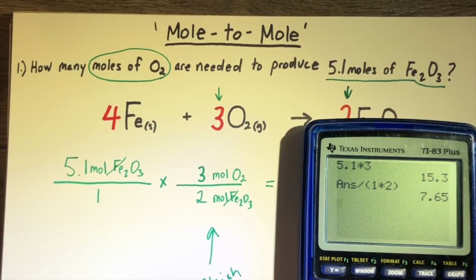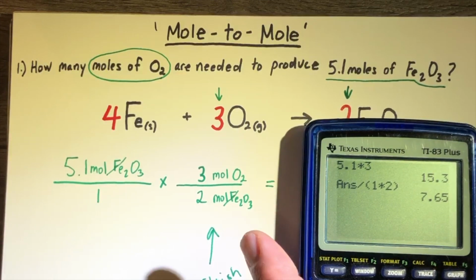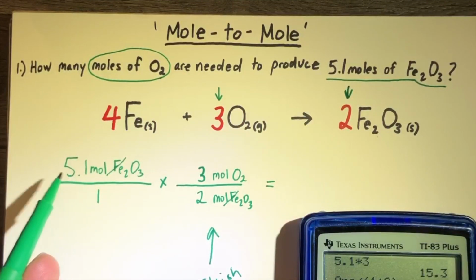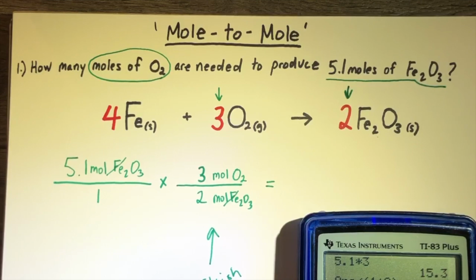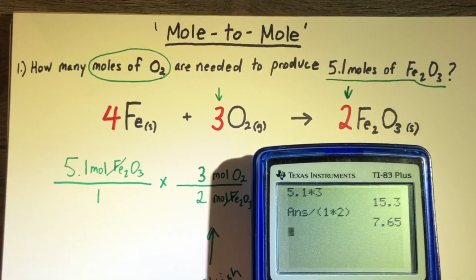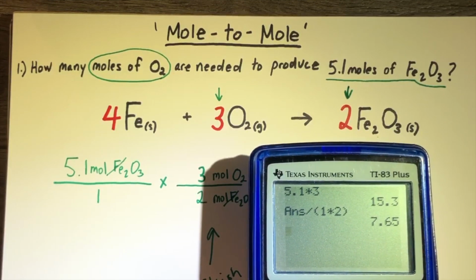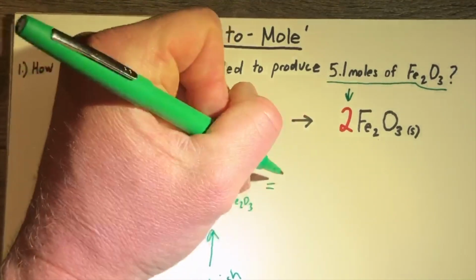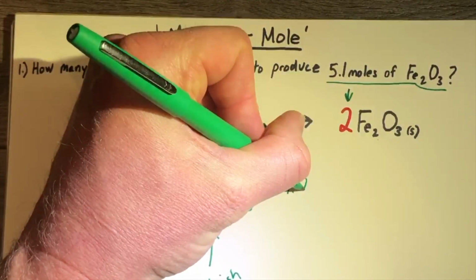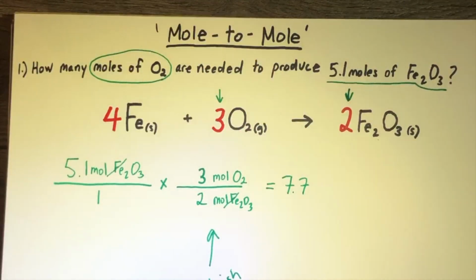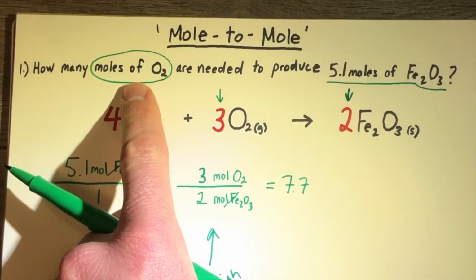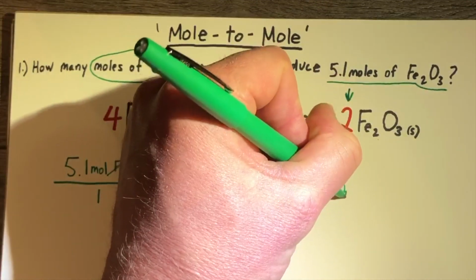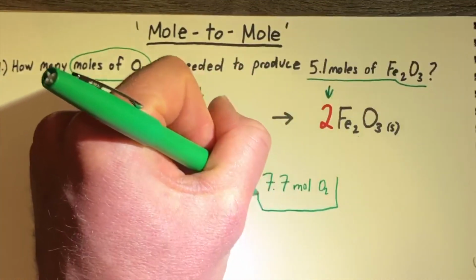7.65. Sweet. So, since our starting number started with 2 significant digits, we can round our 7.65 to 2 significant digits, which would be 7.7. So, our answer is 7.7 moles of O2. Box that bad boy up.